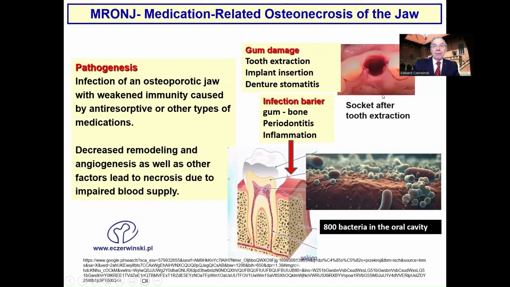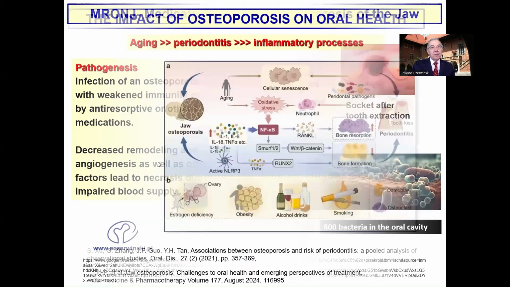The more frequent cause is surgery on the jaw, maxilla, tooth extraction or implant insertion, or denture stomatitis. And please look at the socket after the tooth extraction. Is it an open wound with the bone inside? In my orthopedic classification, it is a compound fracture, when a bone is exposed from the soft tissue. So that is a very, very high risk for inflammation.